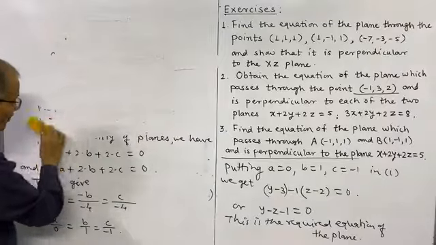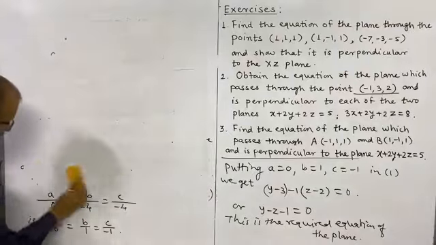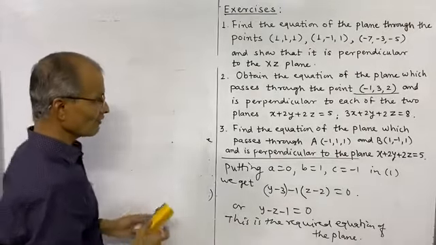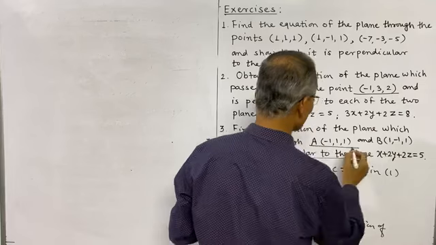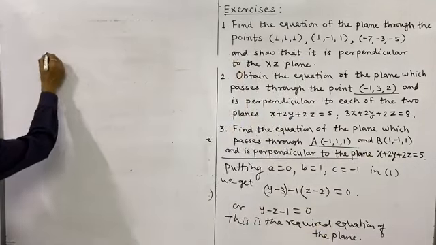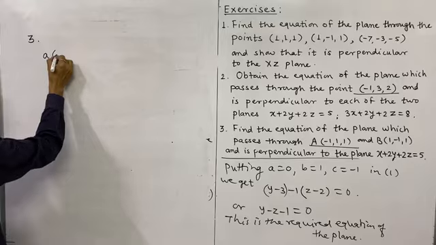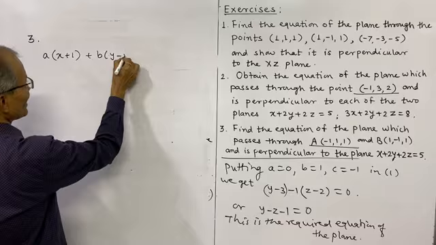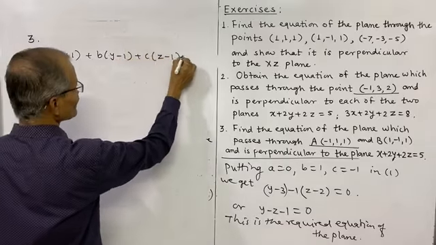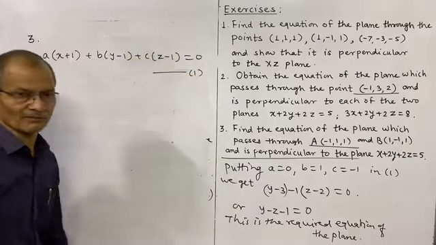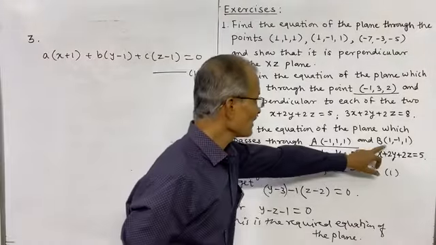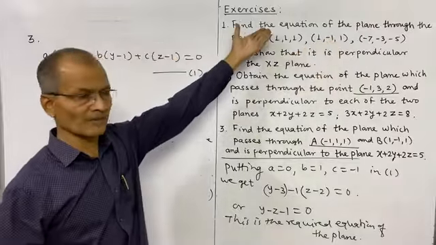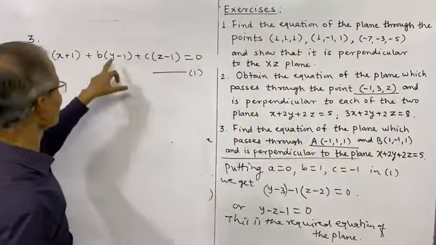What is given? 2 points are given. 2 points on the plane are given, the plane passes through these 2 points. And as earlier, we may pick 1 point and write the equation of the plane. And that will be, for the third, the equation of the plane: a into x plus 1, plus b into y minus 1, plus c into z minus 1 is equal to 0. That will be the first equation. And use this point as well. These 2 points lie on the same plane, so this coordinate must satisfy this equation.